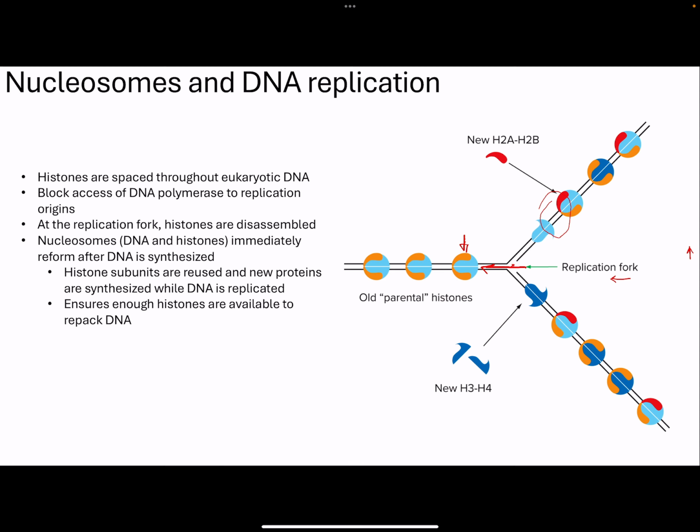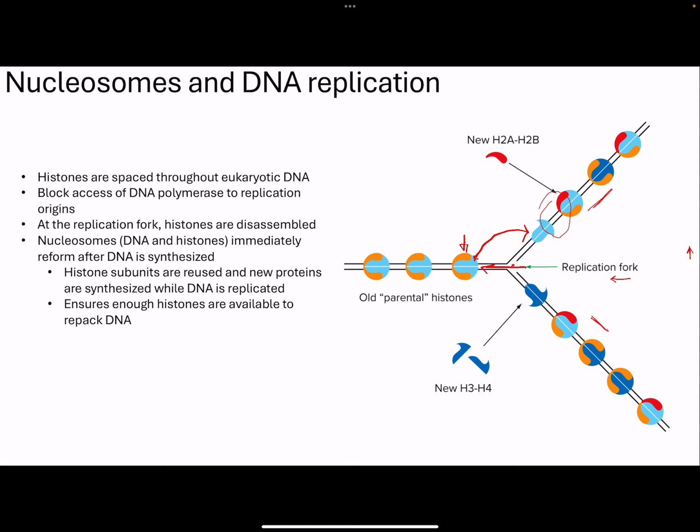So those different subunits are going to separate, and parts of the old histones are going to be reused as the DNA polymerase moves past sections of DNA that's already been replicated. So you can see that happening here. This light blue color is being reused as a subunit on this newly replicated strand.